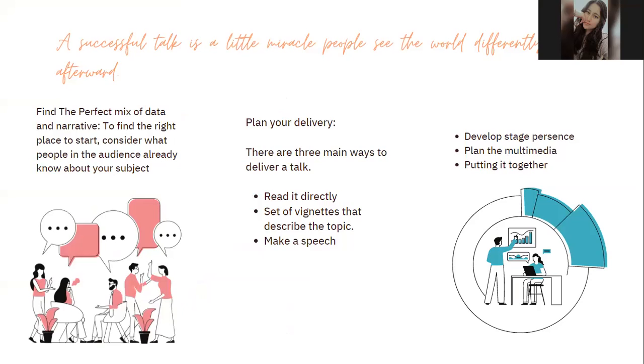Find the perfect mix of data and narrative. Find the right place to start by considering what people in the audience already have about your subject. Plan your delivery. There are 3 main ways to deliver a talk: read it directly, set up slides that describe the topic and make a speech, or memorize it. Then stage the presentation, plan the multimedia, and put it together.